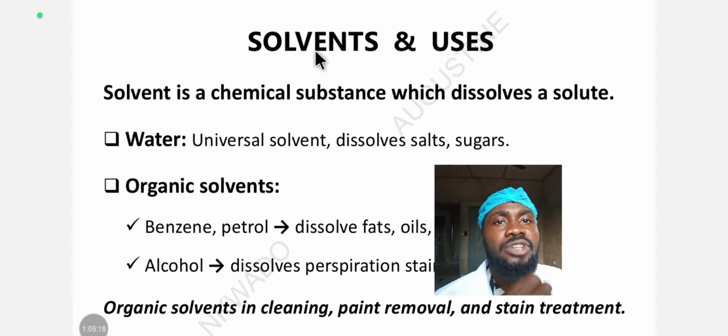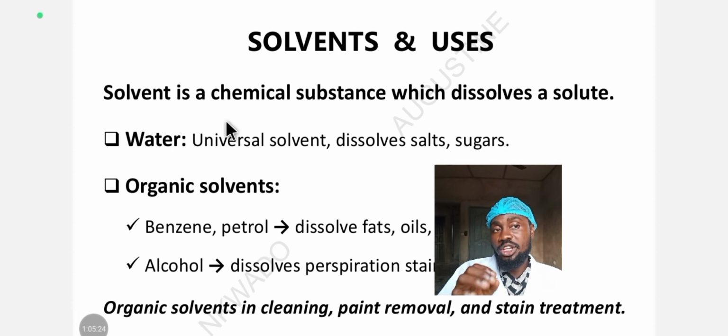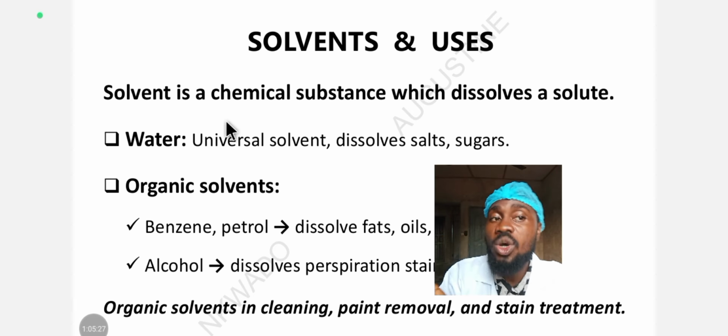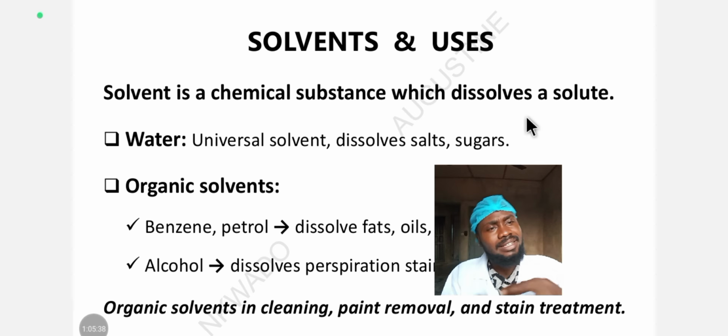Let's look at solvents and their uses. First of all, we have to understand what a solvent is. Though we already discussed solubility not long ago, you should know what a solvent is. Let's define it: a solvent is a chemical substance which dissolves a solute. It is the place where the solute dissolves.